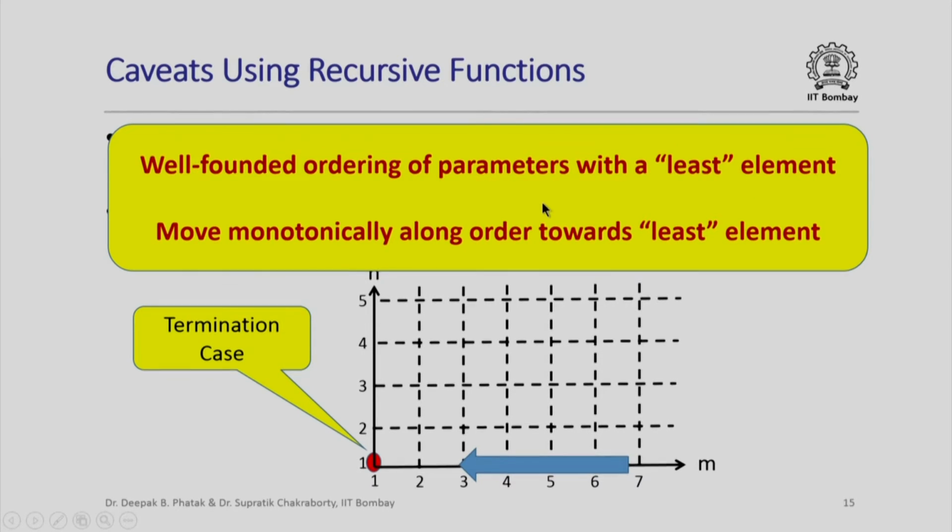Given any invocation of the recursive function with a certain valuation of parameters, we are at some point along this ordering, and the recursive calls must monotonically change the values of these parameters such that we move along this ordering towards the least element, and the least element, the fixed end of the ordering, should be the termination case. So this is what you have got to ensure when you are designing a recursive function.